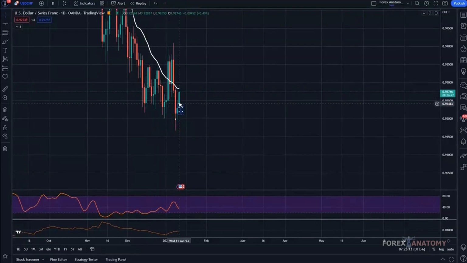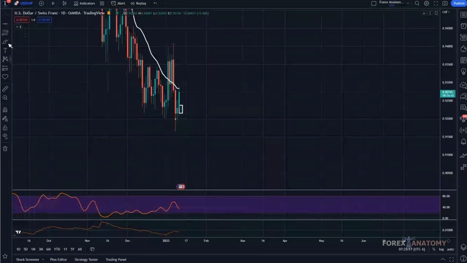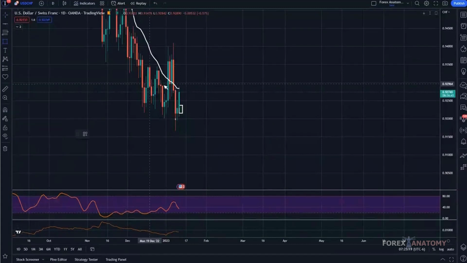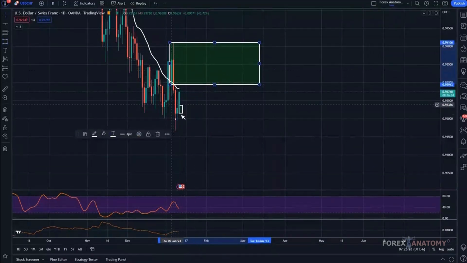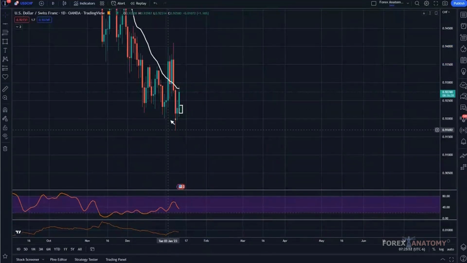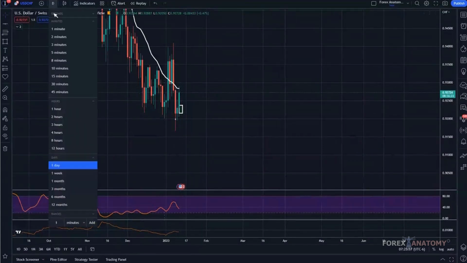Also, we see that the daily is testing a minor area of supply right here. You can see it, right around here. Well, I didn't do the whole candle, but this zone right here is where sellers came in, helped push price lower. We can probably get a better zone on the 4-hour, but you guys get my point. My point is this, is that there's a possibility we could see sellers come in instead of buying.